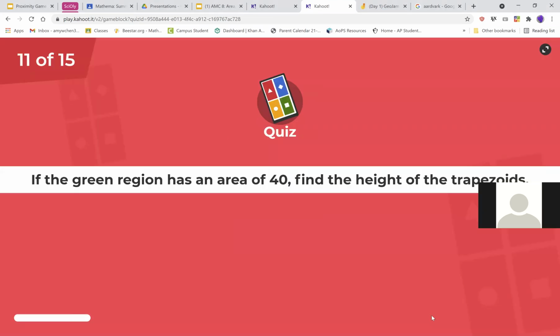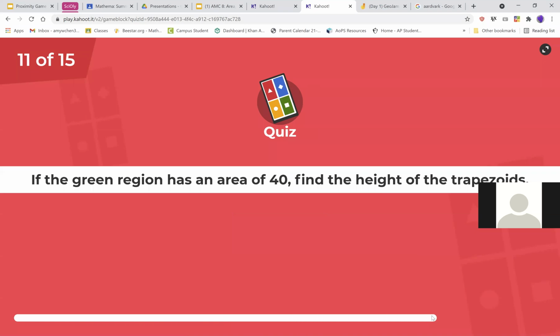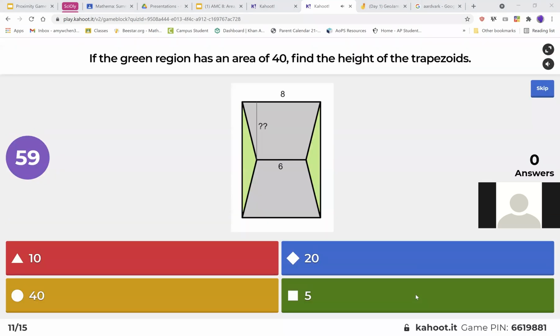Okay. This is the same diagram. The green region has an area of 40. Find the heights of the trapezoids. This might be hard. You kind of just gave us the answer. No, this is a little bit different. This one has a different height. So it's not 10.